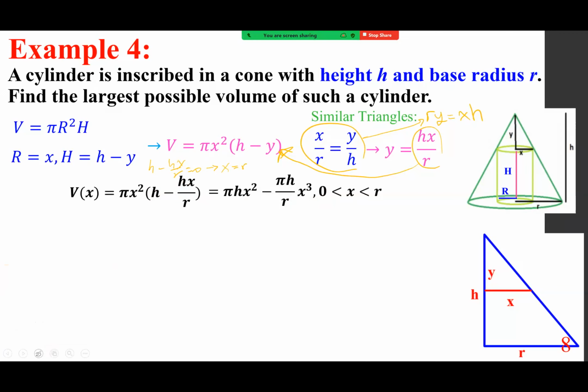x becomes r. So r makes it 0. If you pick larger than r, that's impossible, and it becomes negative, so it has to be between that. And that is an open interval.